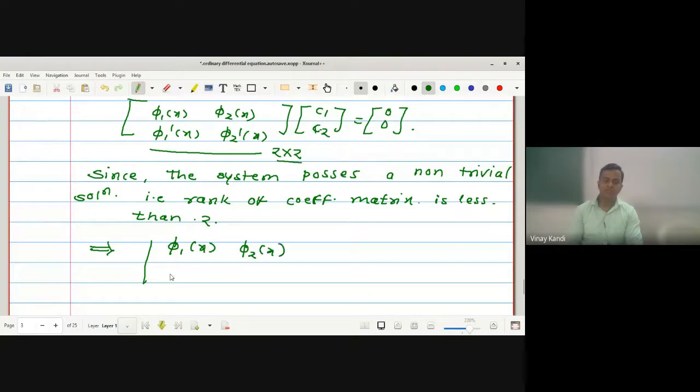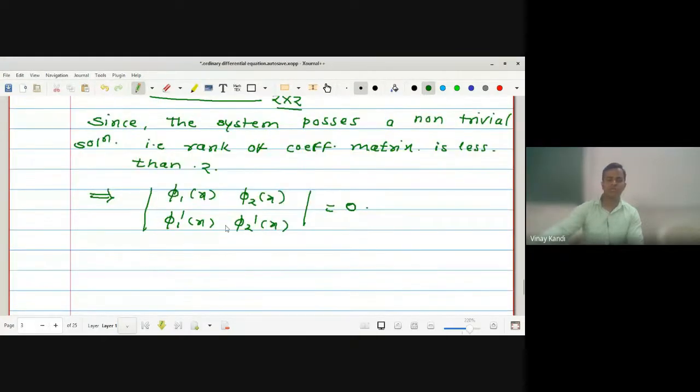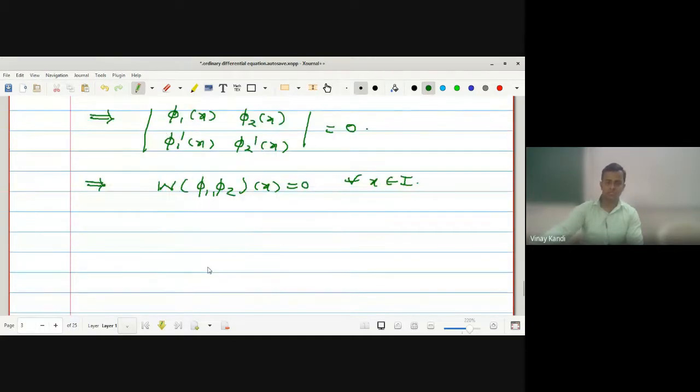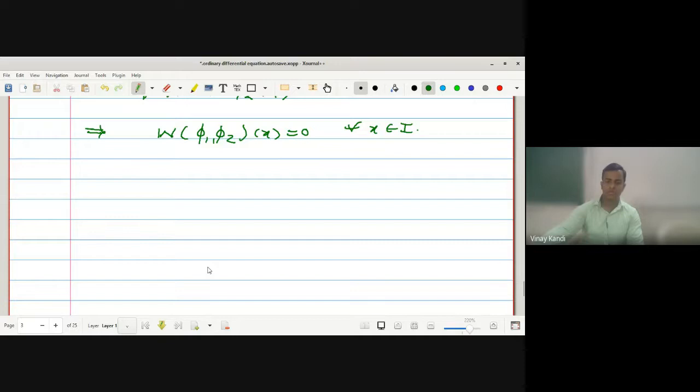phi1 dash of x and phi2 dash of x is equal to what? Very good, equal to 0. But what is this? The Wronskian of phi1 and phi2. It implies that the Wronskian of phi1 and phi2 at point x is equal to 0 for all x belongs to I. Hence the first part is proved. Any doubt? No, sir. Now the converse part.